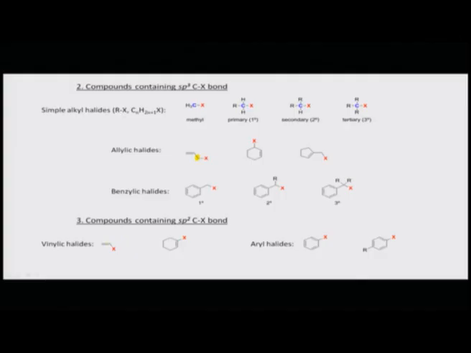For example, these two compounds here, the vinyl halides. This simply means that I have a double bond and the carbon involved in the double bond is attached to a halogen atom. So, these are examples of vinyl halides. They can be open chain compounds or they can be cyclic compounds.